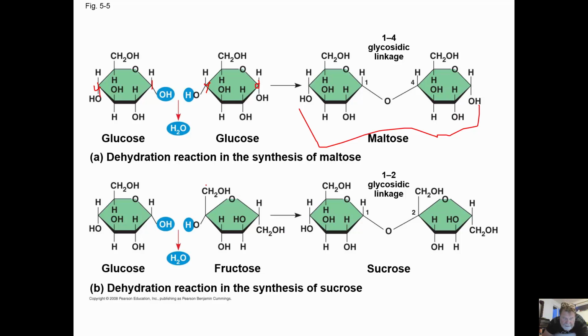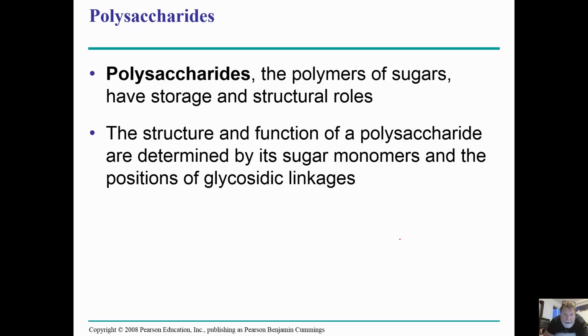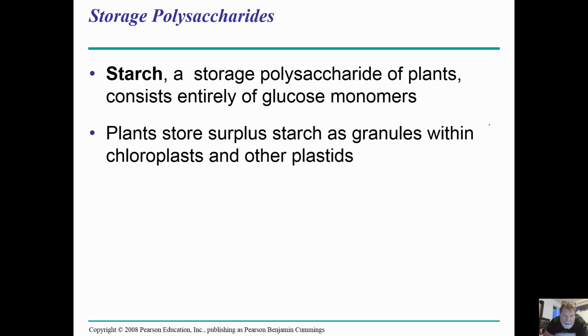Again, in sucrose we have the 1,2 linkage between glucose and fructose, and because we have that 1,2 glycosidic linkage, we are actually going to lose the ability of this molecule to react with Benedict's reagent. You probably saw that in class. Polysaccharides are polymers of sugars. They play a storage and a structural role.